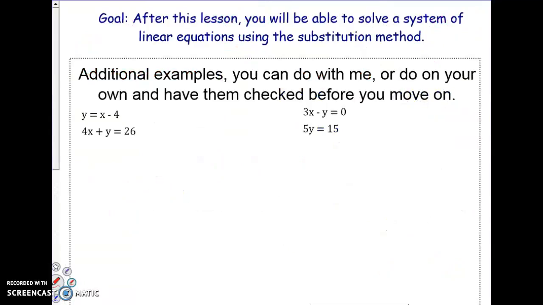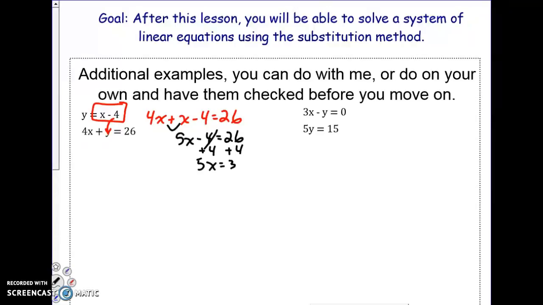I'll get you started on this one. Take that x minus 4, plug it in for y because it's all equal to y. So then I have 4x plus x minus 4 equals 26. Combine like terms. Add 4 to both sides. Divide both sides by 5. And I have my x already.